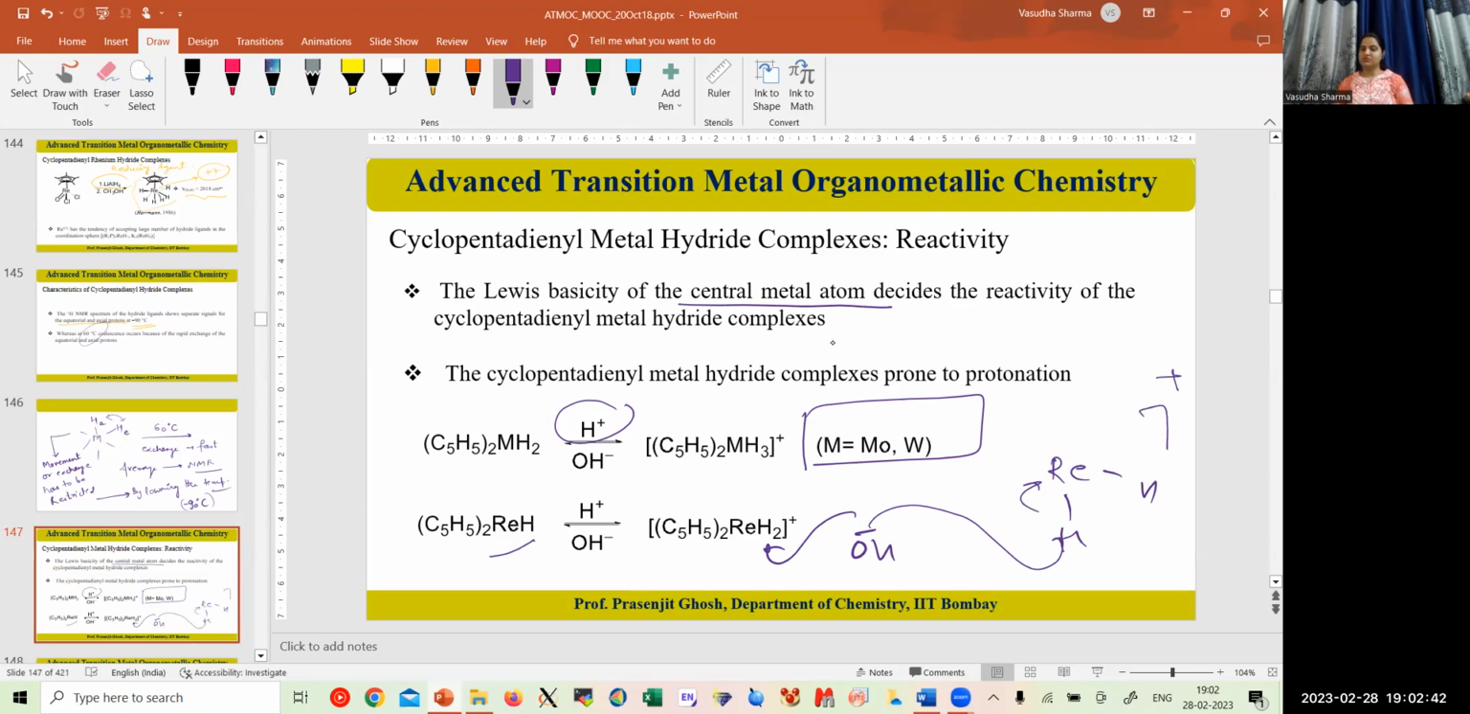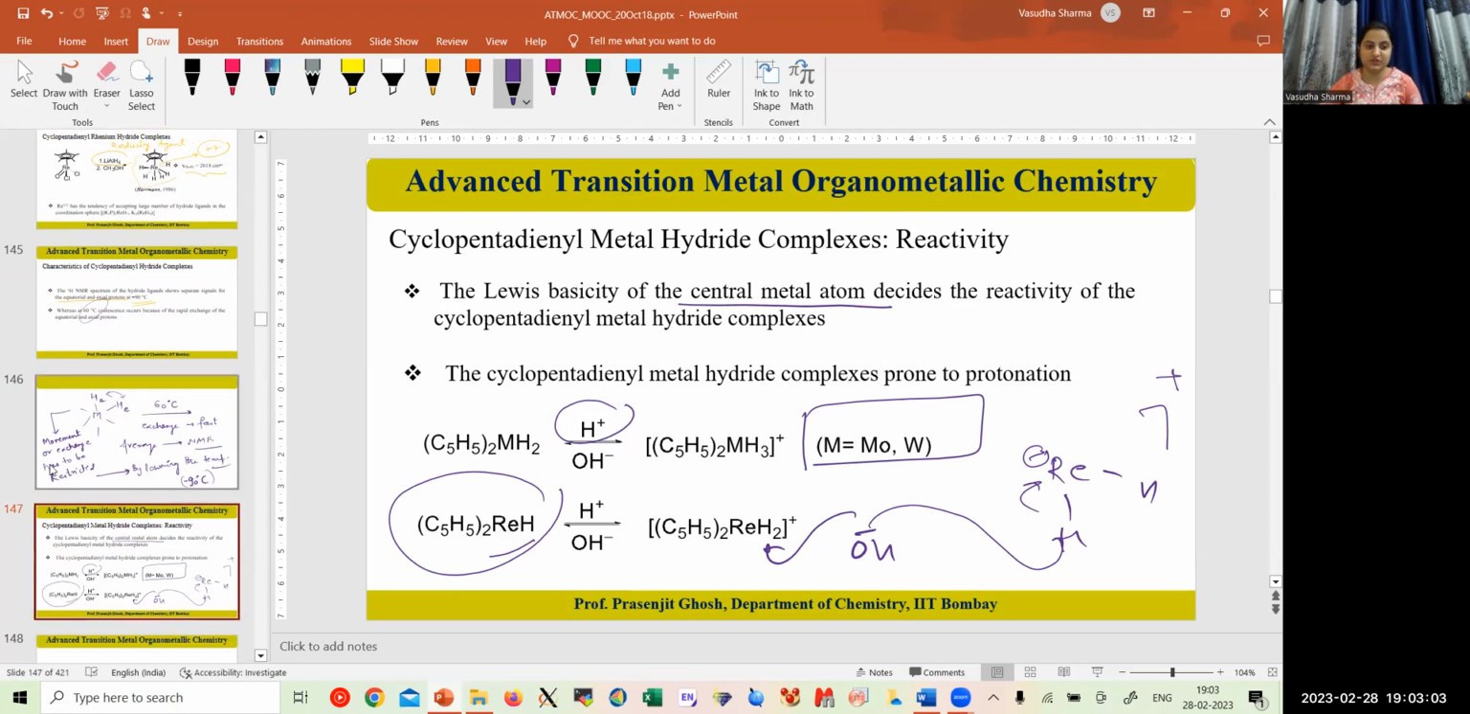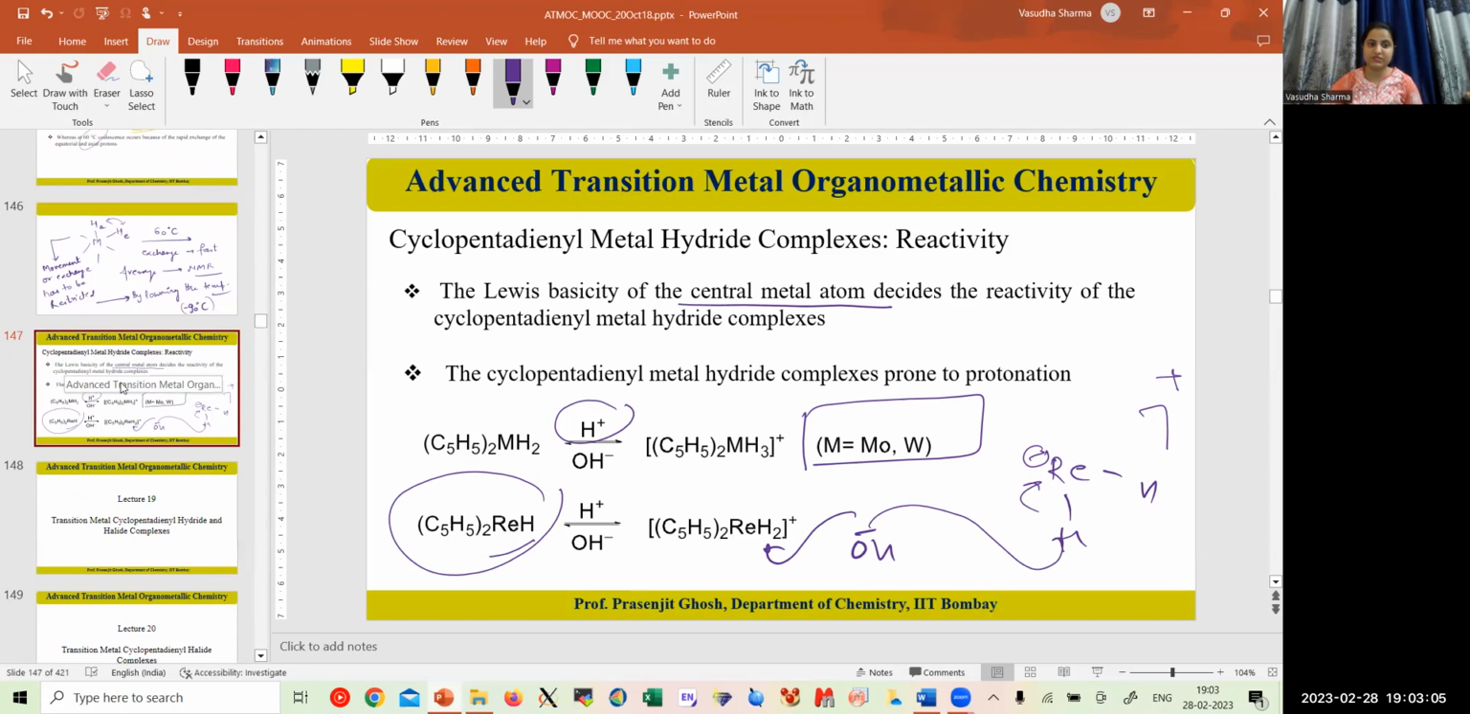Outside, it was already positive; the negative arises because of the loss of the proton. This will counterbalance and give you again a neutral Cp metal hydride complex. So this is where we need to emphasize that these metal hydride complexes where Cp is attached are prone to get protonated if a very strong acid is present.